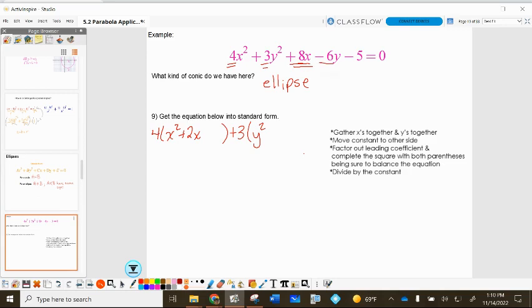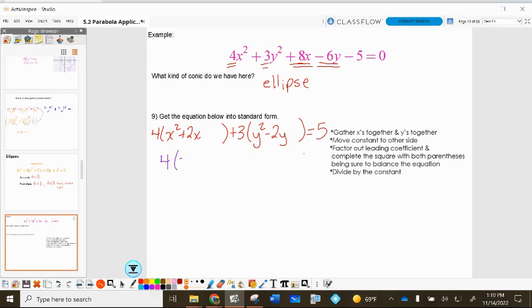If I factor a 3 out of the negative 6y, that's going to be minus 2y. Leave some room because we're going to finish completing the square. And on this one, I'm going to move that constant to the other side. So that's going to give me a 5 on the other side. Okay, so let's finish completing those squares.